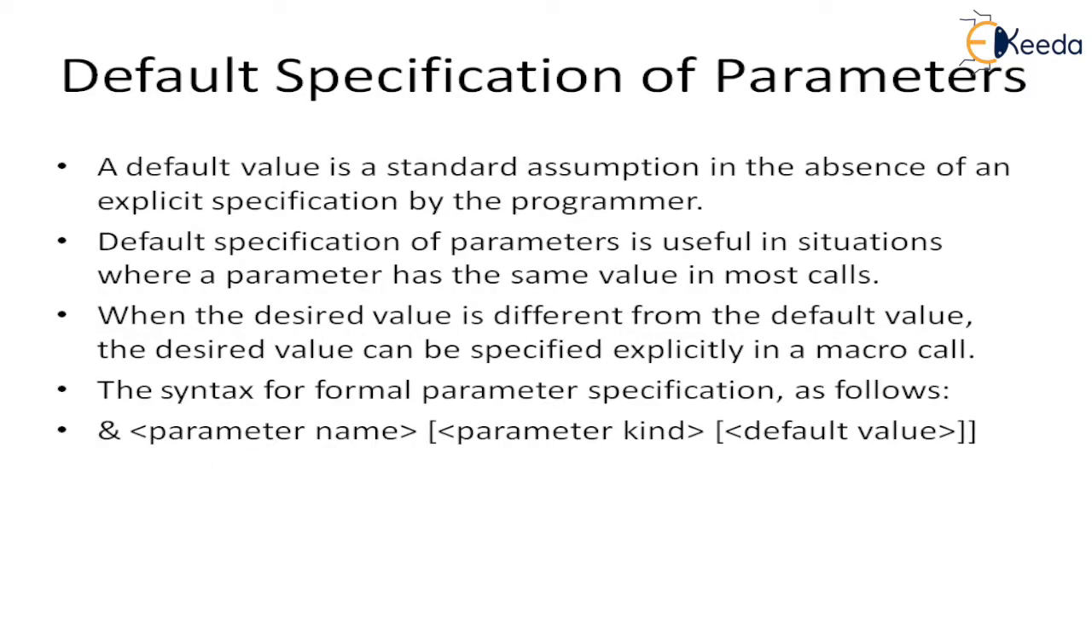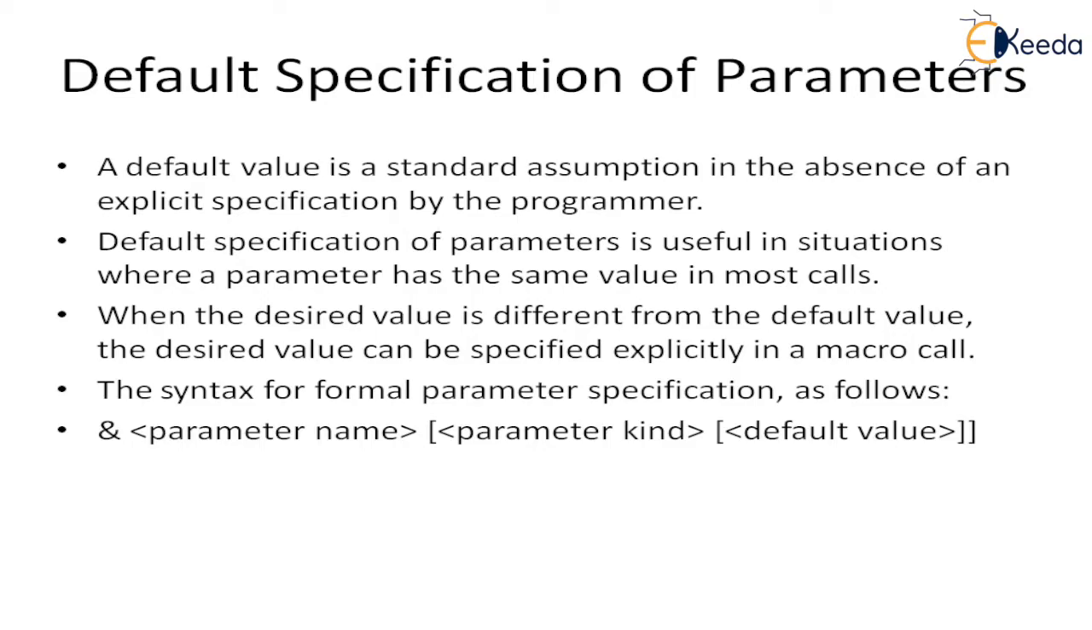Third one is the default specification of the parameter. A default specification of the parameter is nothing but the standard assumption in the absence of an explicit specification by the programmer. So default specification of a parameter is used in situations where the parameter has the same value in most calls. Means if one parameter is used under different calls, but it is replaced by the same value, then at that time we use the default specification.